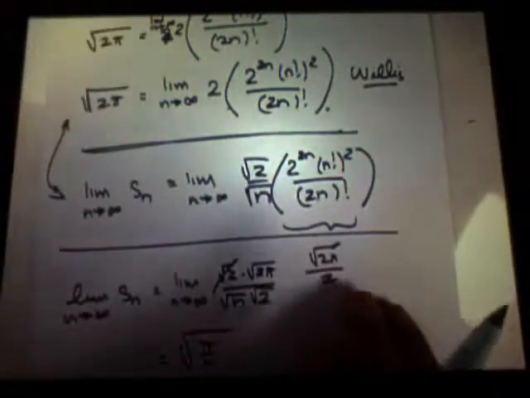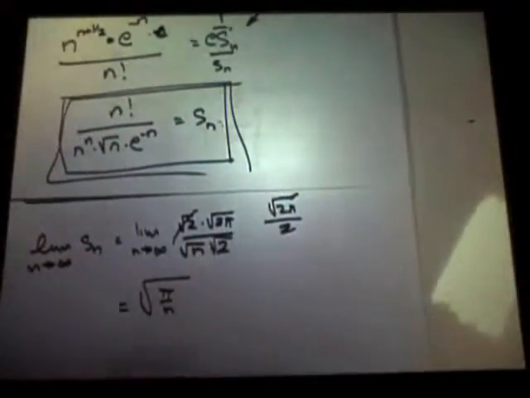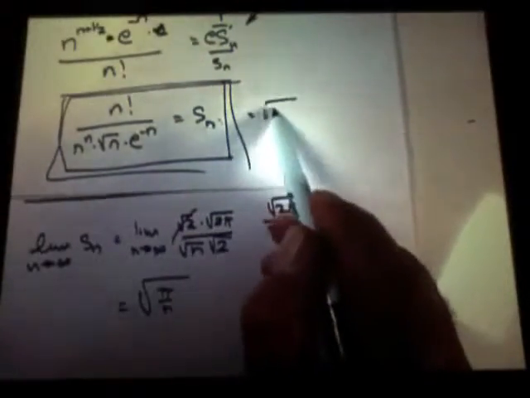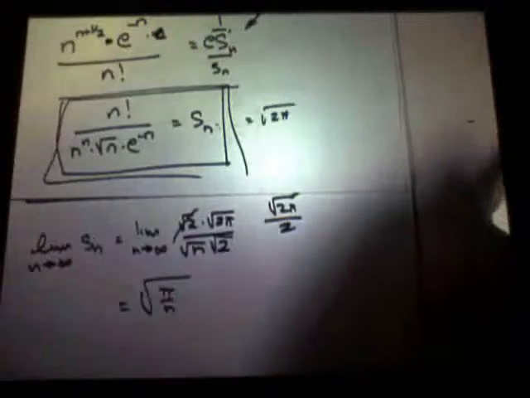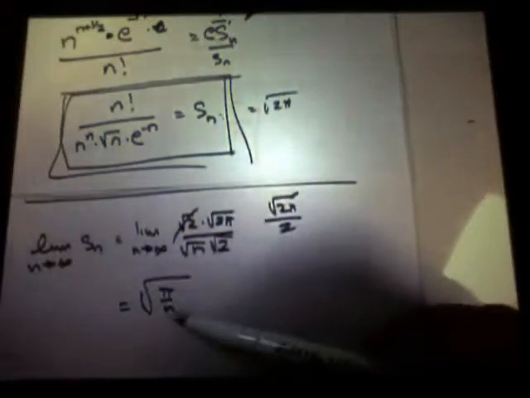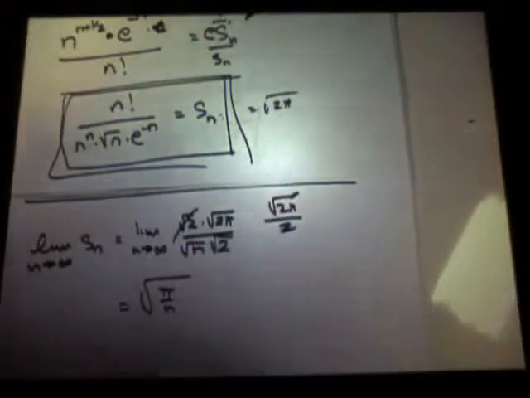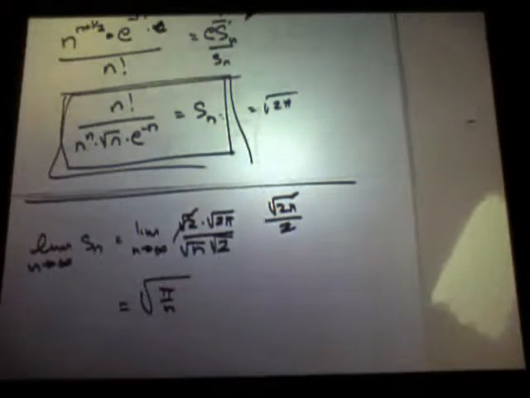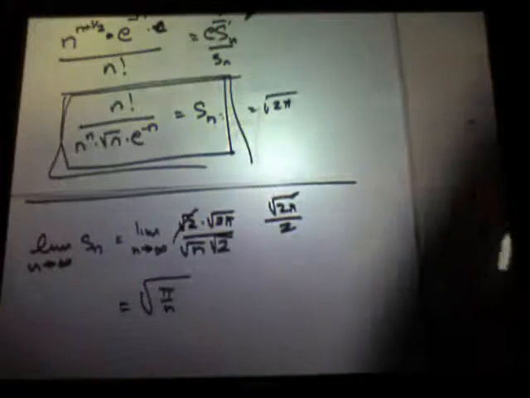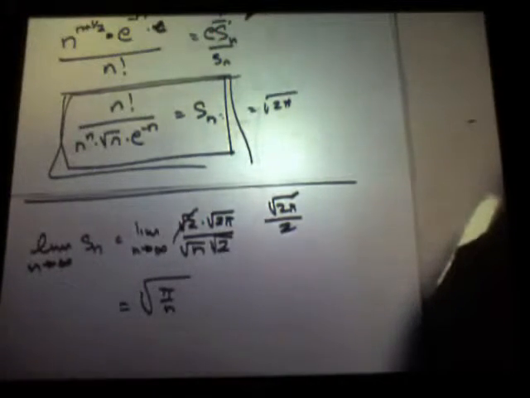All right. Well, but remember, it's the limit. It was supposed to be the limit of the SNs that this thing was equal to. It's supposed to be the square root of 2 pi. And somehow we're coming up with the square root of pi over n. What is it supposed to be? It's supposed to be the square root of 2 pi, and we come up with the square root of pi over n.